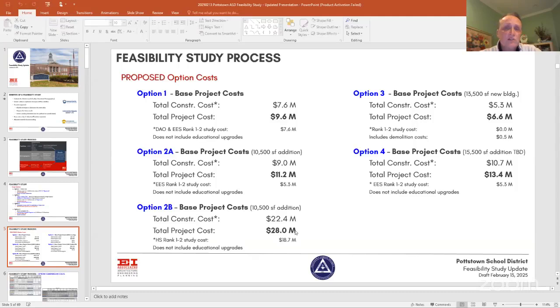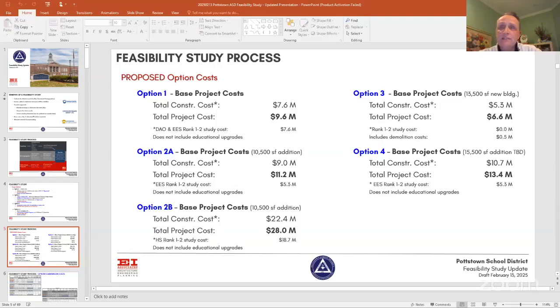Now you'll see the cost jump if we move it to the high school. That's because the high school has significantly more rank 1 and 2 deficiencies. So that's really the delta between option 2A and 2B. We thought it was important for everyone to see that, so we're comparing apples to apples.